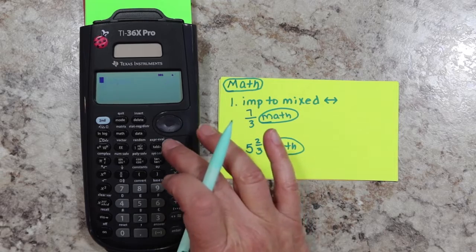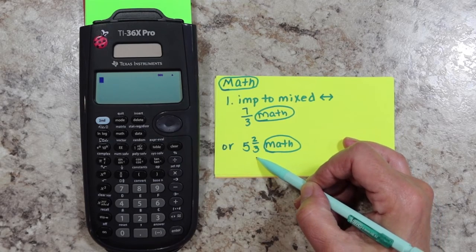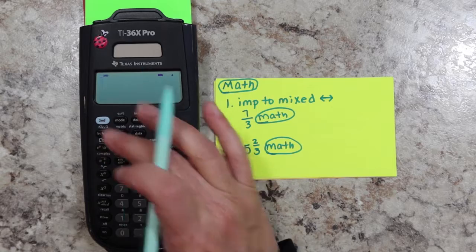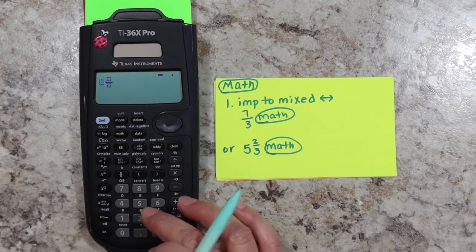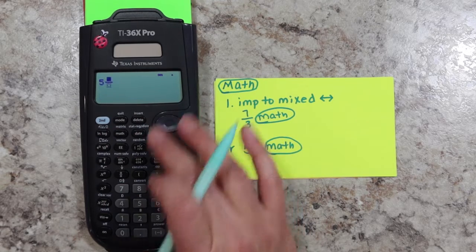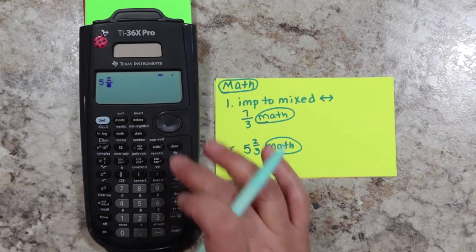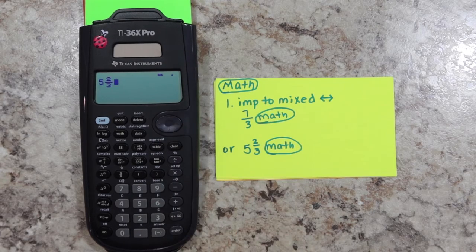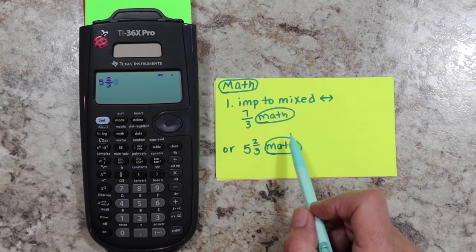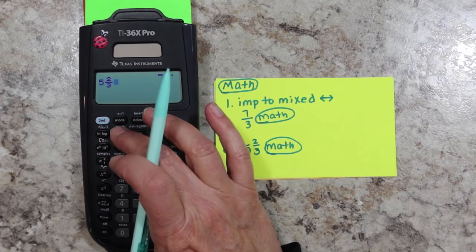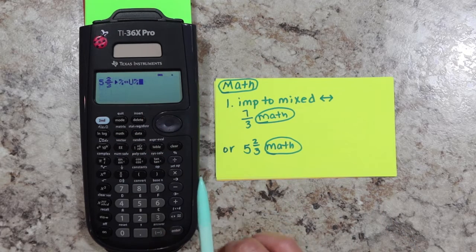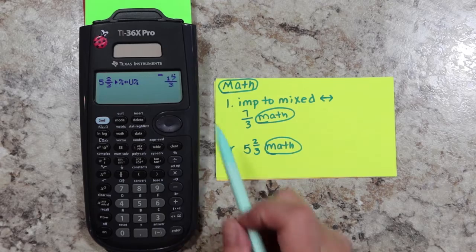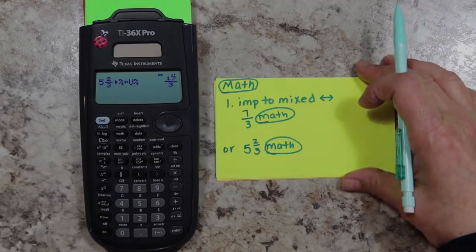In fact, let's just try one. Here's a mixed number, so I'm going to engage my mixed number function. 5, scroll over and up, 2, down, 3. Now let me get out of my fraction, and I want to change this to an improper fraction. So hit the math button, just enter it, and enter again. And now you have an improper fraction.